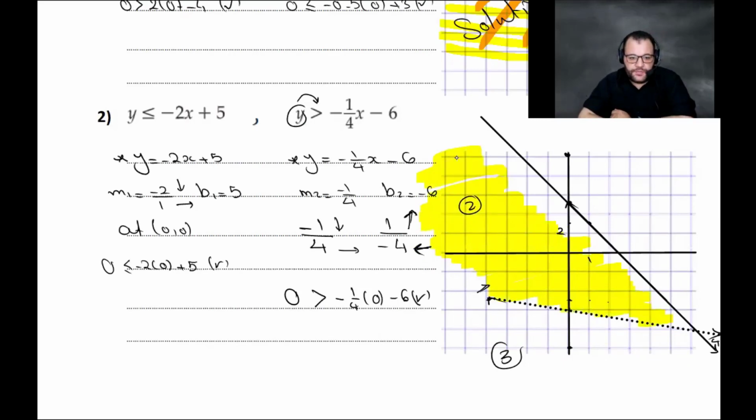Any problem for this one? No, sir. Just grab the first inequality, grab the second one, and find the common part between them.